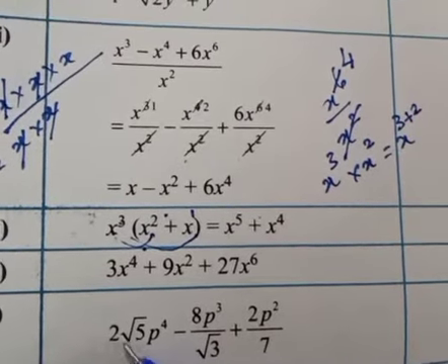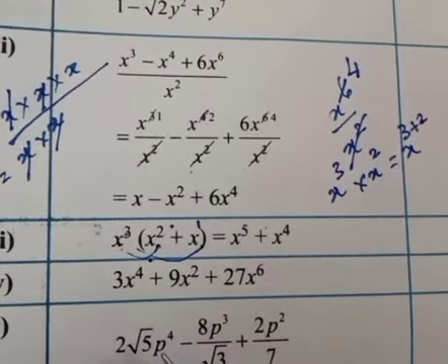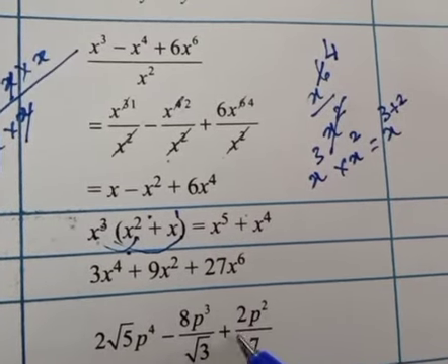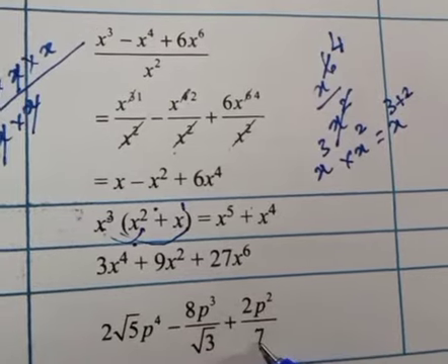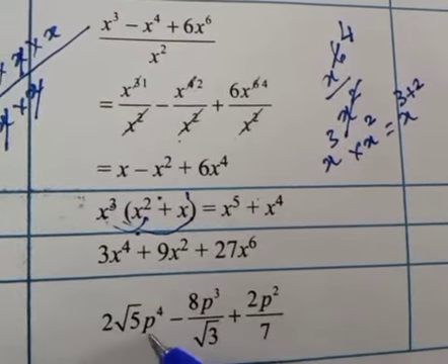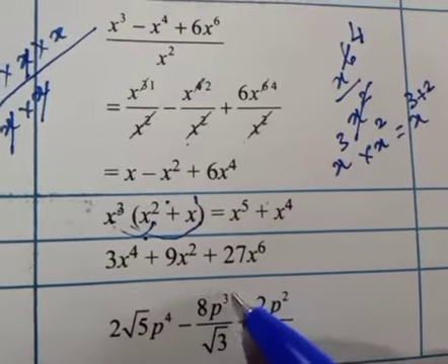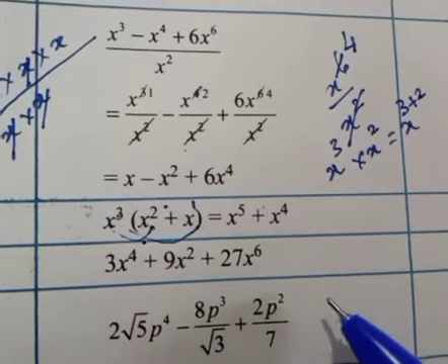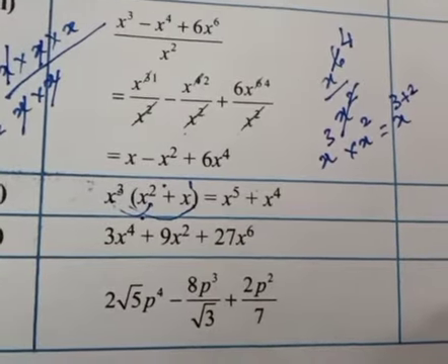For this problem, 2 root 5 into p power 4 minus 8p cube by root 3 plus 2p square by 7. This is also in a simplified form. You have to consider the variable power. This is 4, this is 3, this is 2. So the highest power is 4. So the degree is equal to 4.